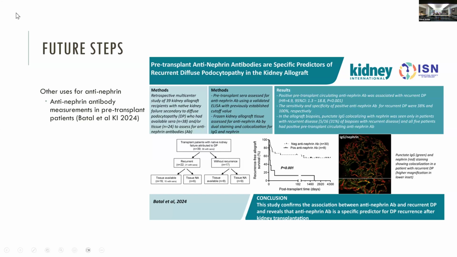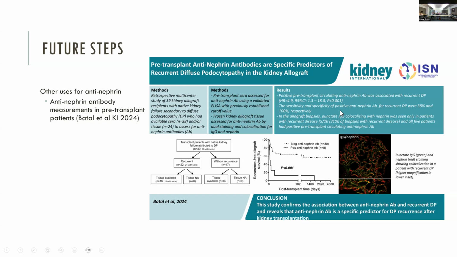So just some future steps. I just thought this was interesting. I found this in KI, but the same group out of Harvard that studied the anti-nephrin antibodies started looking at these in pre-transplant patients, because we know that there are some patients with primary FSGS who will recur. And again, very small study, just 39 allograft recipients, but what they found was that the positive pre-transplant circulating anti-nephrin antibody was associated with recurrent diffuse podocytopathy.